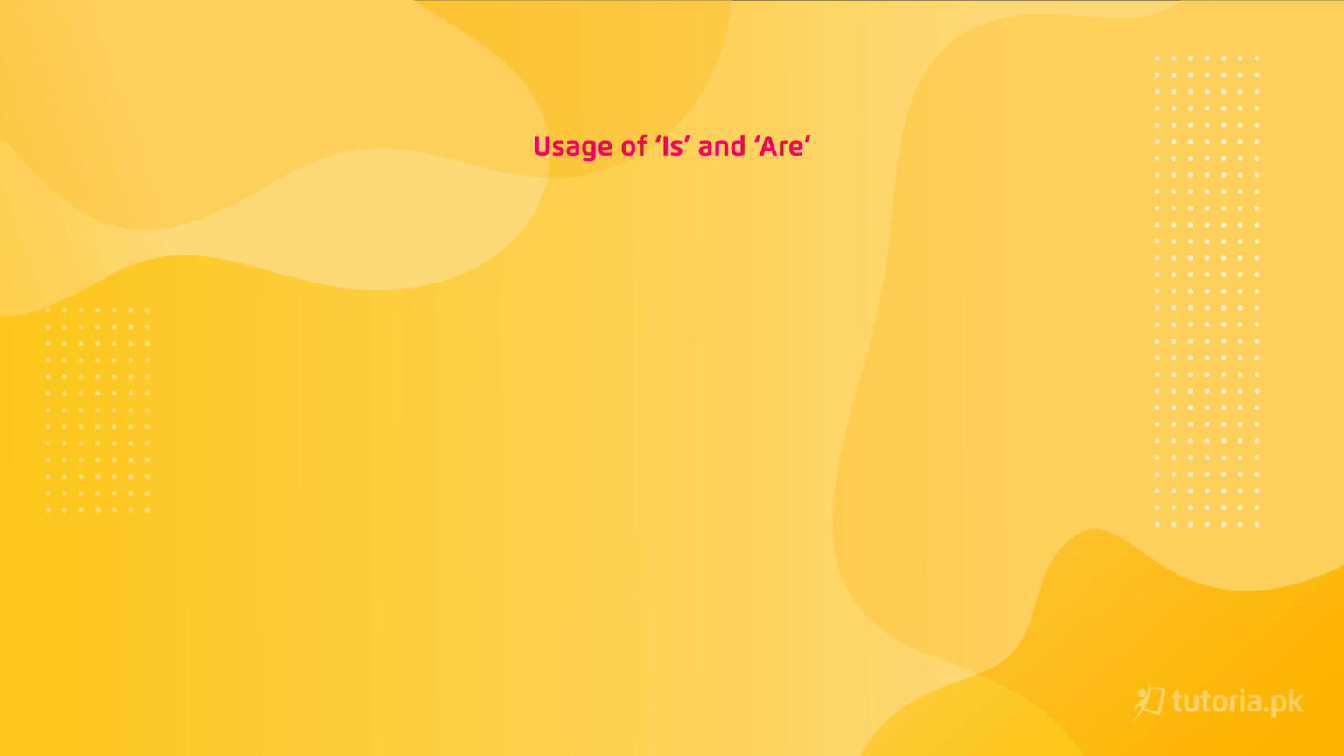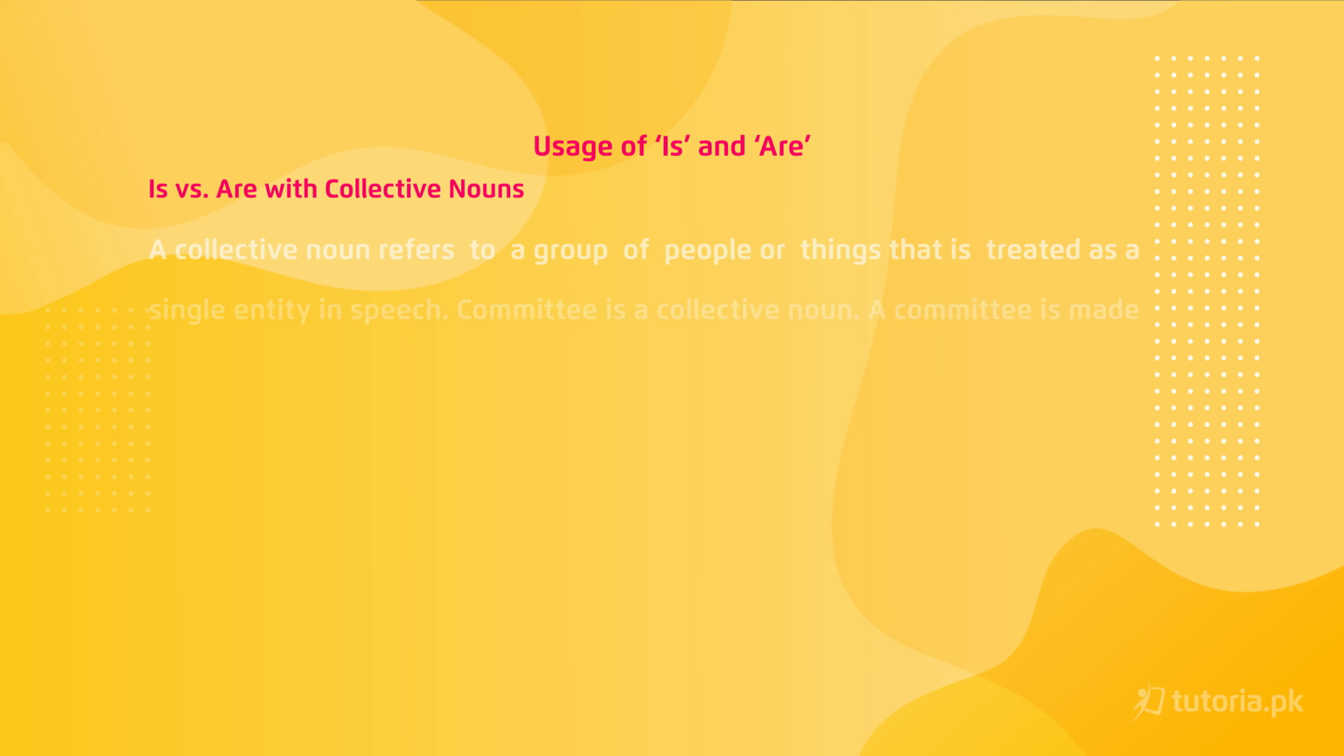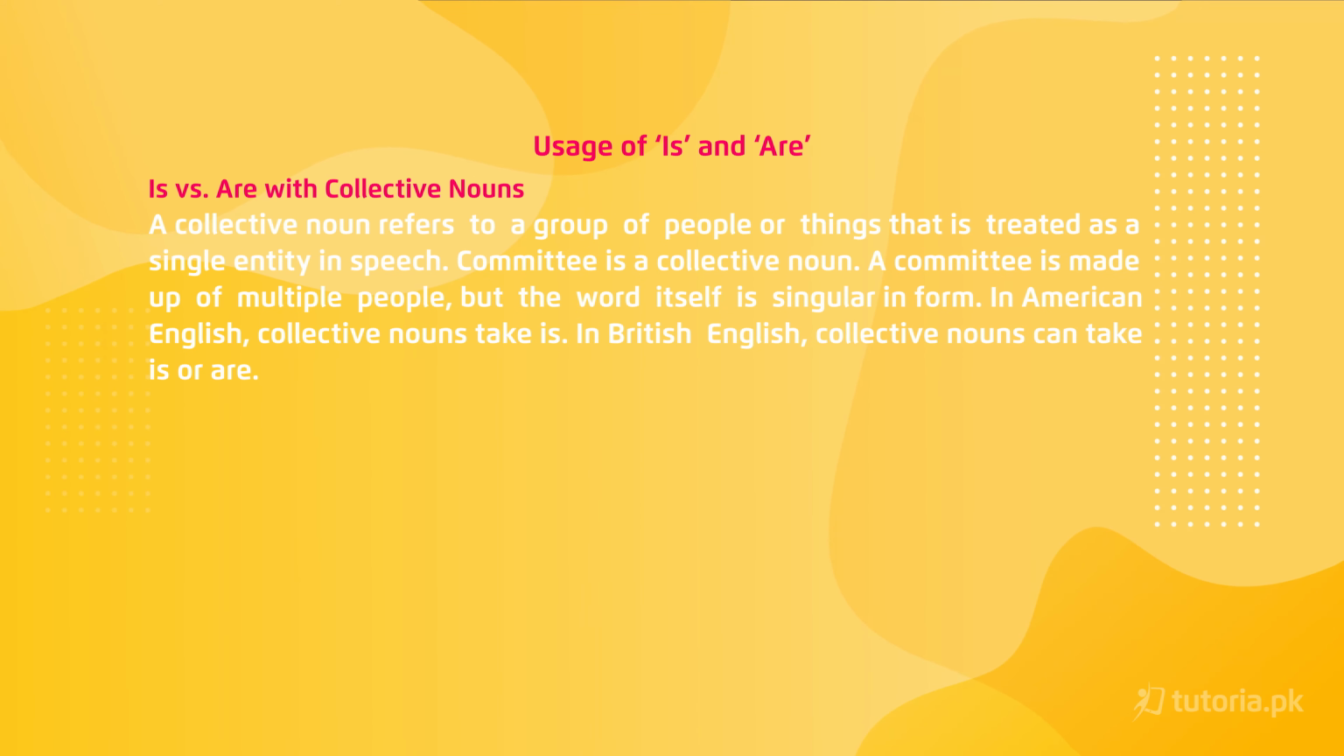So our next grammatical topic is the usage of is and are. Is versus are with collective nouns. Is और are कहाँ use होते हैं, इनका nouns के साथ agreement कैसे होता है, हम इसके बारे में पढ़ेंगे. A collective noun refers to a group of people or things that is treated as a single entity in speech. जैसे कि हम पीछे बात कर चुके हैं, committee is a collective noun. A committee is made up of multiple people, but the word itself is singular in form. In American English, collective nouns take is. In British English, collective nouns can take is or are.